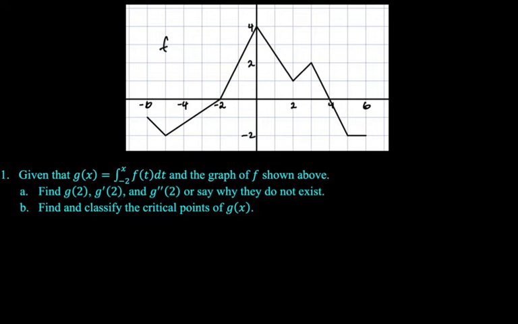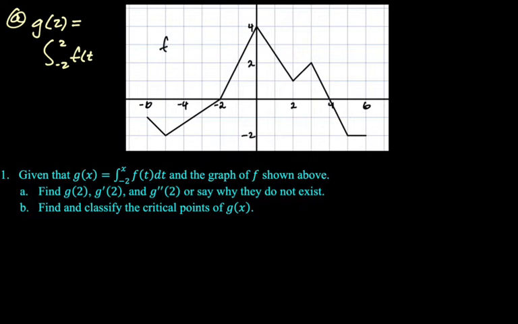Let's take a look. Given that g of x is the integral from -2 to x of f of t dt and the graph of f shown above. Find g of 2, g prime of 2, g double prime of 2, or say why they do not exist. So g of 2 is going to be the integral from -2 to 2 of f of t dt.